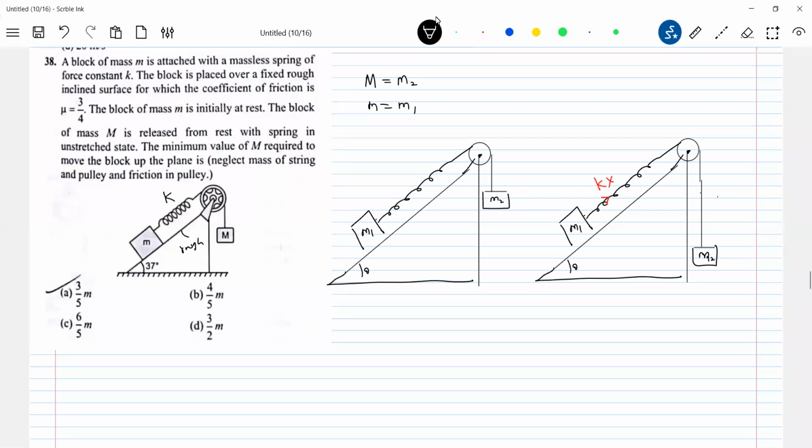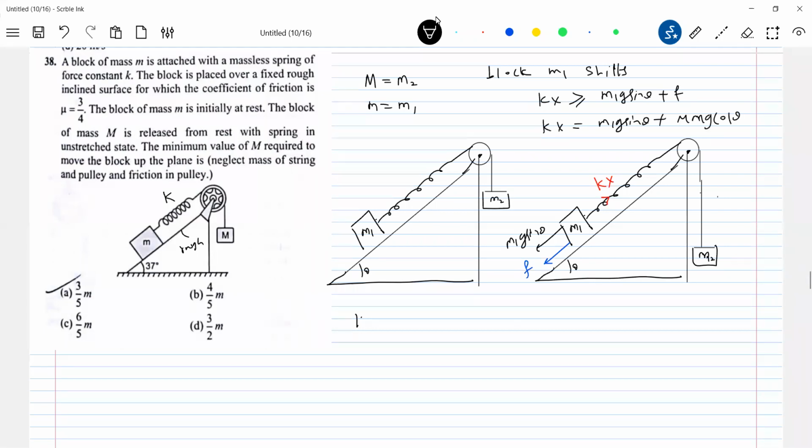Kx, then other forces acting are M1g sine theta and the friction. The block M1 will shift when Kx is greater than M1g sine theta plus F. It is asking minimum, no? So I'll go for the equal condition. Let me equate. So this is equal to mu M1g cos theta.